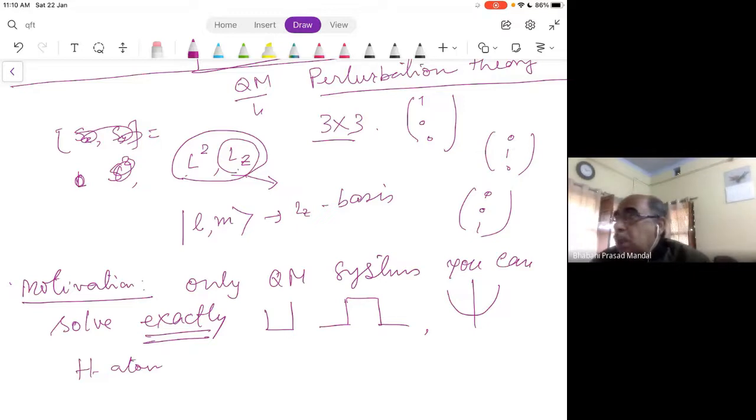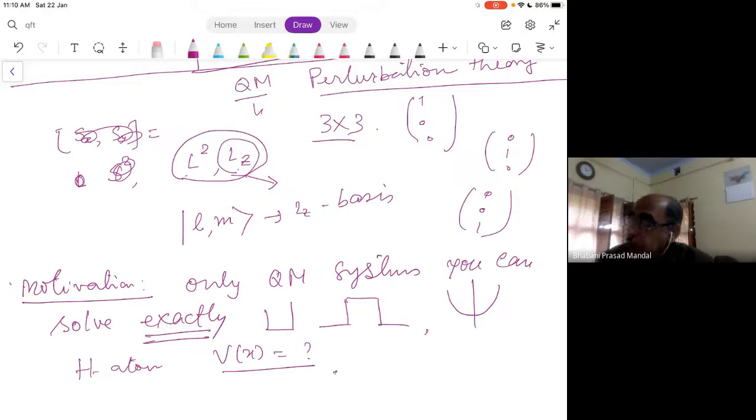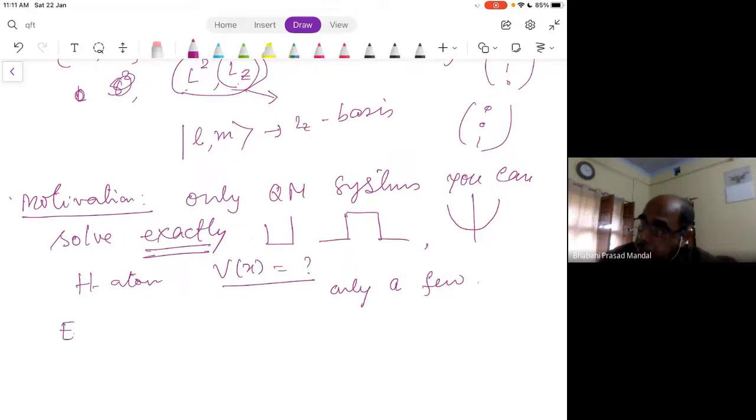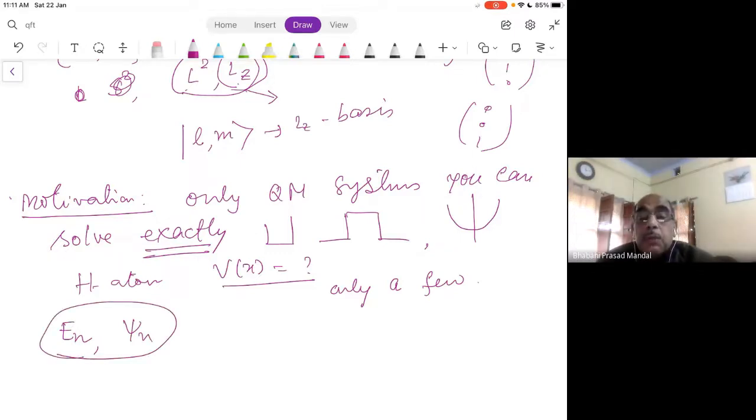But if you go on listing what kind of potential you can solve, you find only a few. It is a very small number of potentials for which you can find the solution of the Schrödinger equation and obtain the exact energy levels and exact eigenfunctions. Solution means energy eigenvalues and eigenfunctions. This you can obtain exactly only for a specific number of cases.